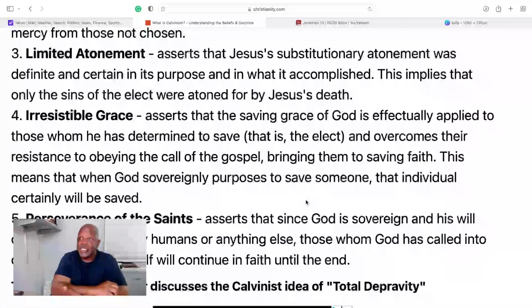But notice, it asserts that Jesus' substitutionary atonement was definite and certain in its purpose and what it accomplished. This implies, notice the term, implies that only the sins of the elect were atoned for by Jesus' death. Okay. I think it's despicable because it totally misrepresents God's character.